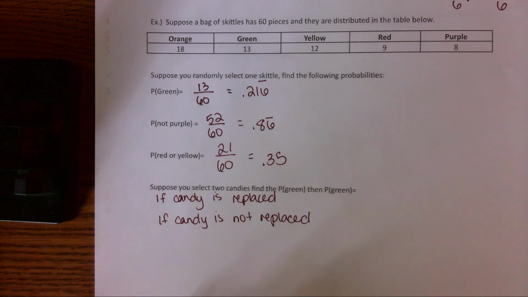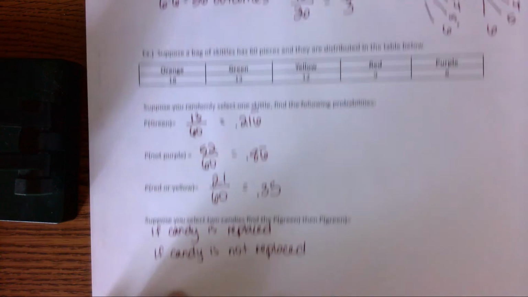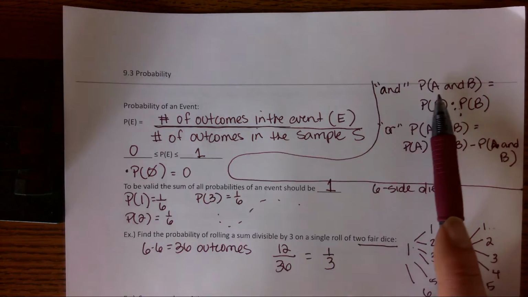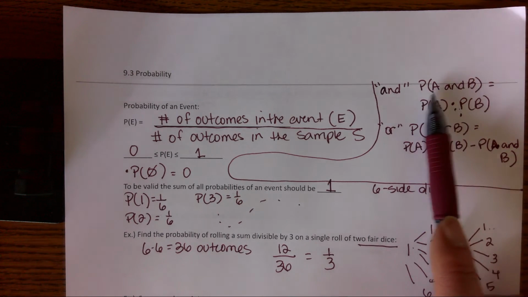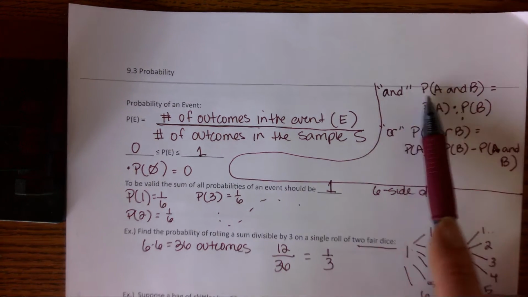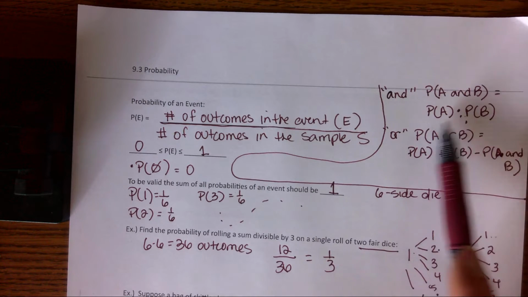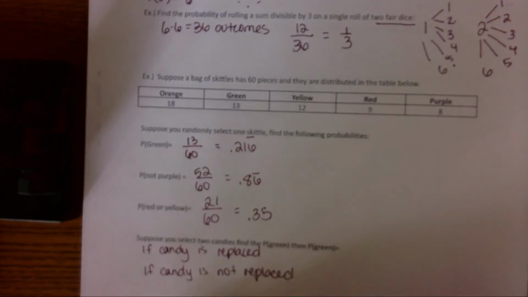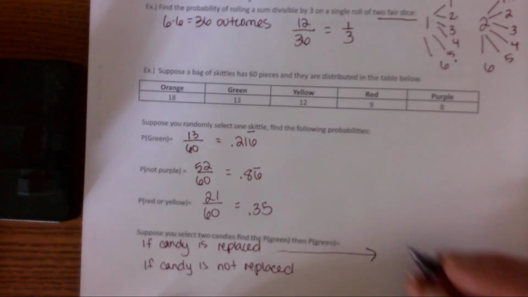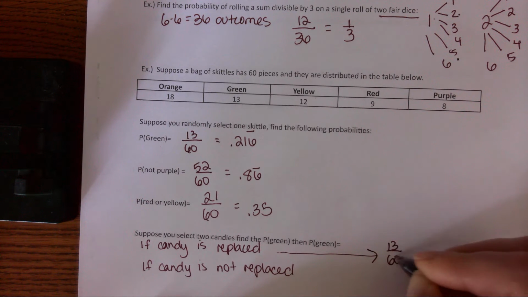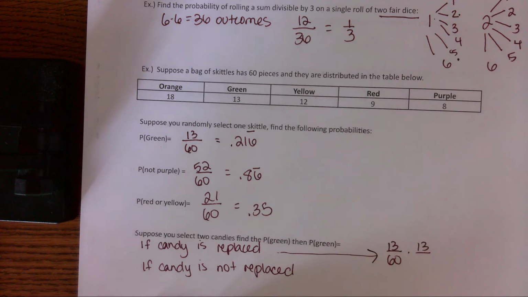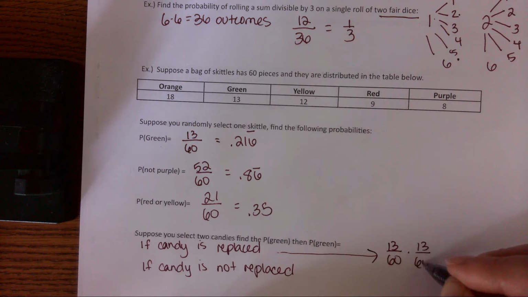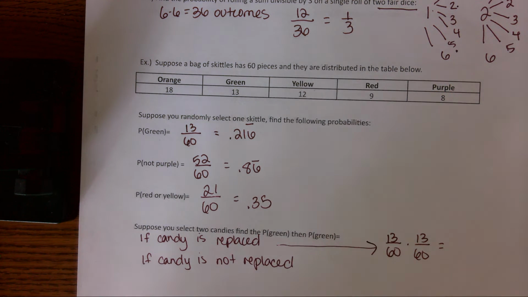If the candy is replaced, we're going to use this, okay? What's the probability of getting green and green? Well, we're still going to use that. It's just that we have to change our probability. You multiply those together, multiplication counting principle, right? So you would just take the first candy, 13 out of 60, and multiply by the probability that the second is green, which is 13 out of 60. Is this making sense to you so far?